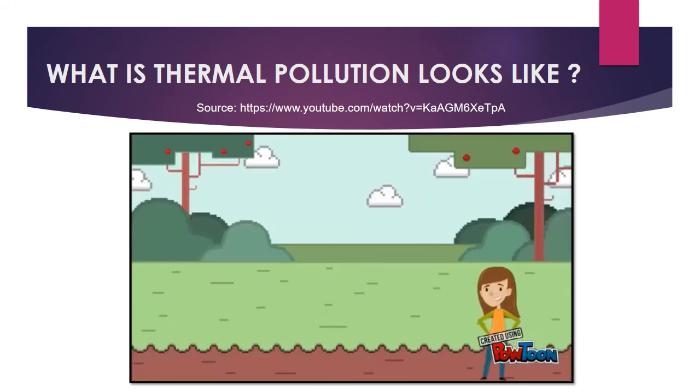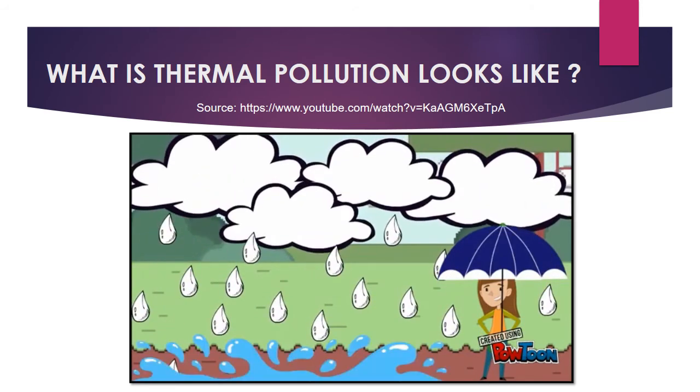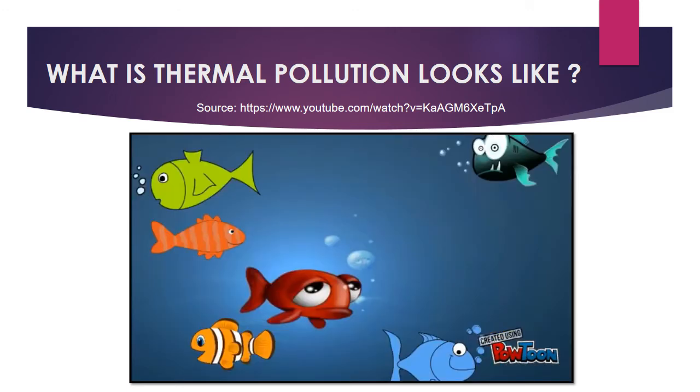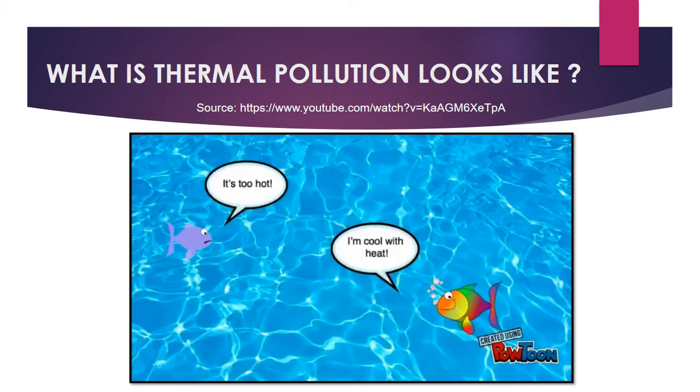Thermal pollution happens when the sun heats the ground and runoff flows over it, picking up the heat and dumping it into the local water body. This is terrible for the plants and animals because here in Maine, they are used to colder water than is being dumped into their home. As a result, warm water species can move in and take over, and the cold water species will die out.